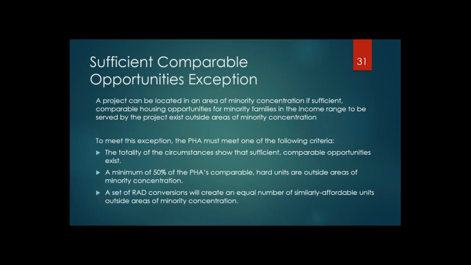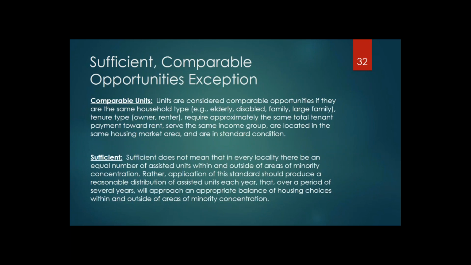So, the sufficient comparable opportunities exception. The RAD notice gives three ways for a PHA to meet this exception. The first is by demonstrating that the totality of the circumstances shows that sufficient comparable opportunities exist. This exception is set forth in the PBD regulations and Appendix 3 of the RAD notice for PBRA. This exception is not new, and it's contained in the regulations for other HUD programs as well.